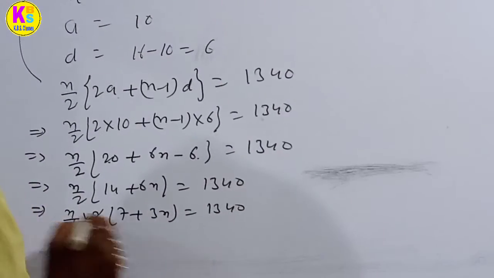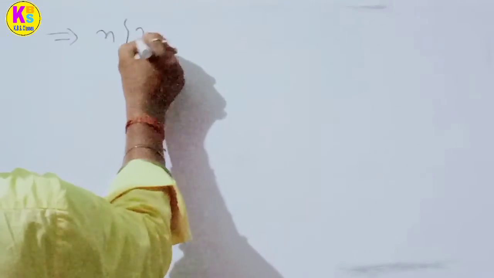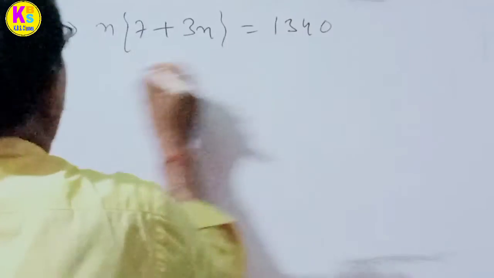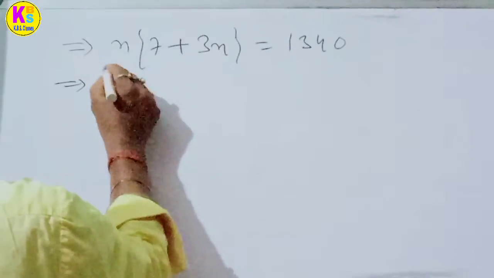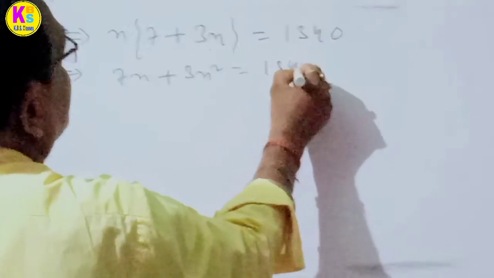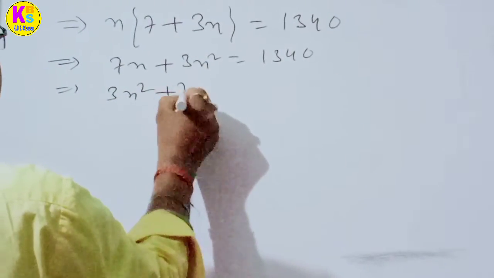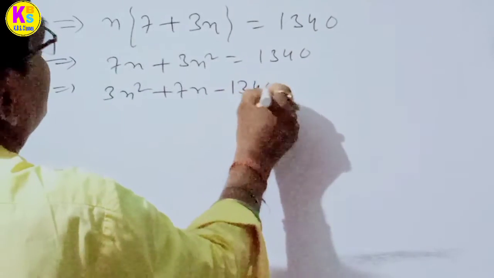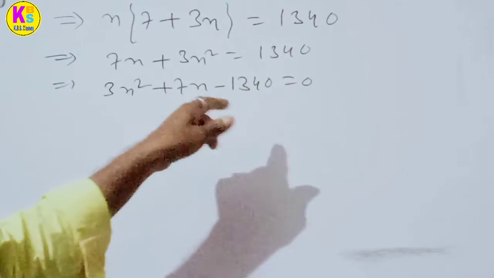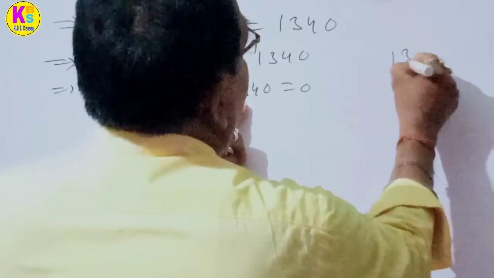This 2 is cancelled and multiply this one, implies n into 7 plus 3n is equal to 1340, or multiplying, 7n plus 3n square is equal to 1340. Now arrange them: 3n square plus 7n minus 1340 is equal to 0. Now this has become the quadratic equation. Use the rule of quadratic equation. What will you do? Multiply the first one with the last one. So what are you getting?